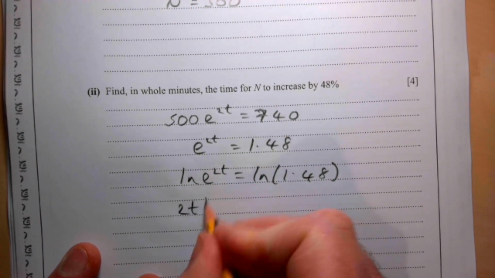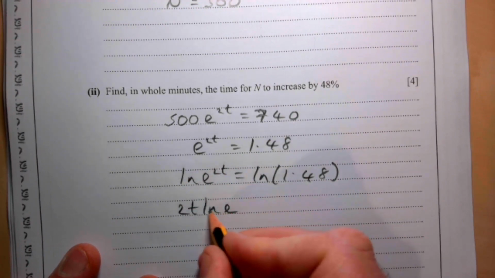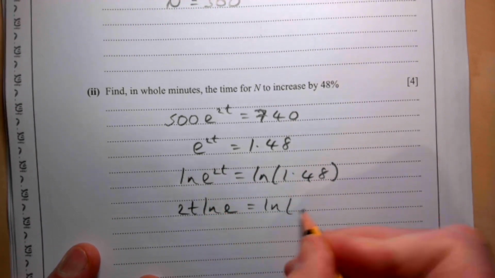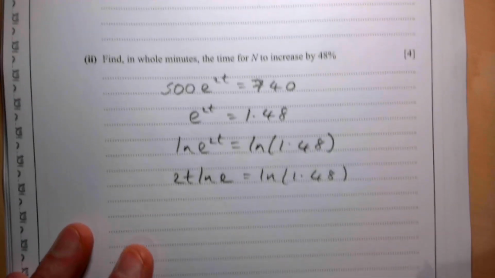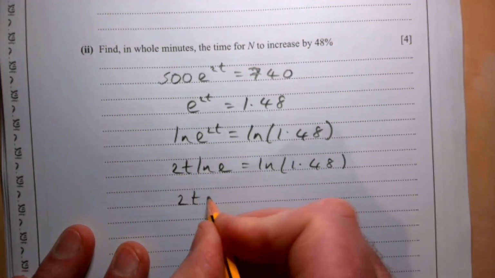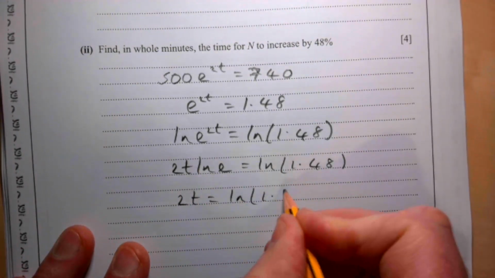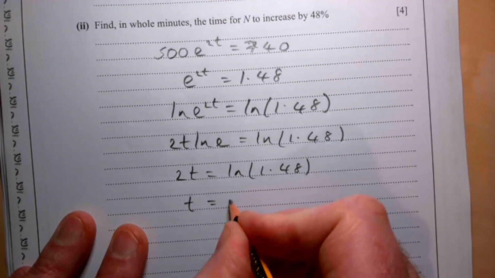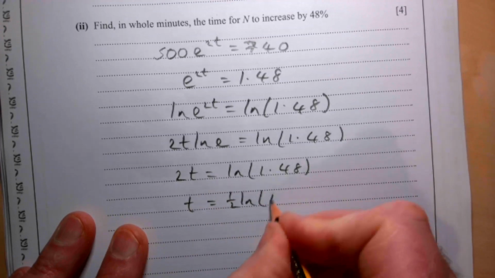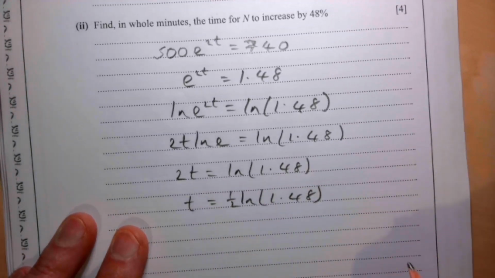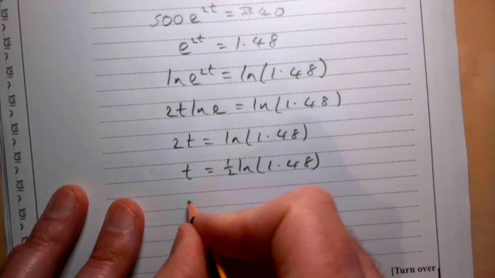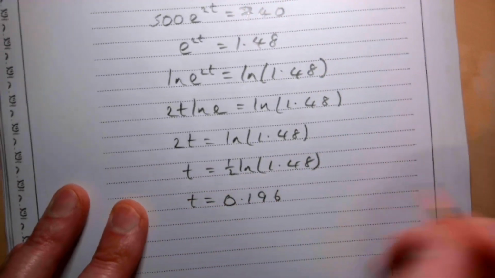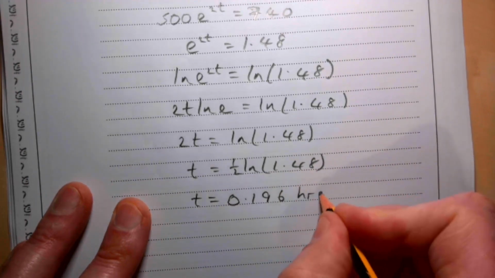So you have 2t ln e, and that ln e, so it's log to the base e of e, so that's just a 1 then. It's going to be ln 1.48. So 2t is ln 1.48. And t then is going to be a half ln 1.48. You put that into your calculator, and you get 0.196, and that is in hours.